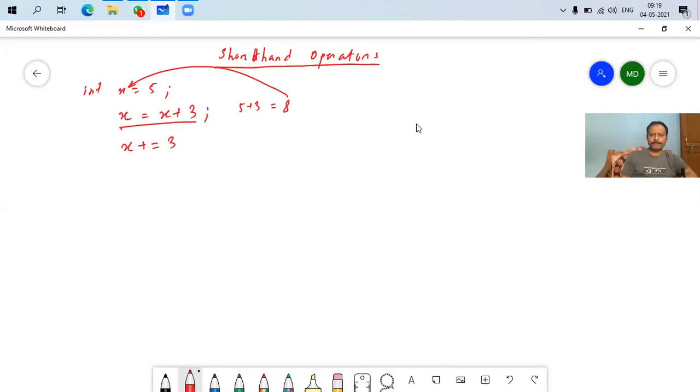It performs the same task. What is the previous task we did? It performs the same task. That's why it is called shorthand. We have eliminated a certain part of the equation.